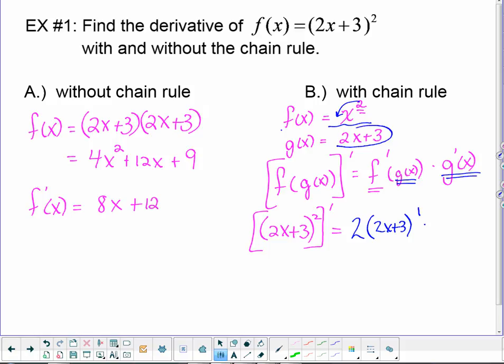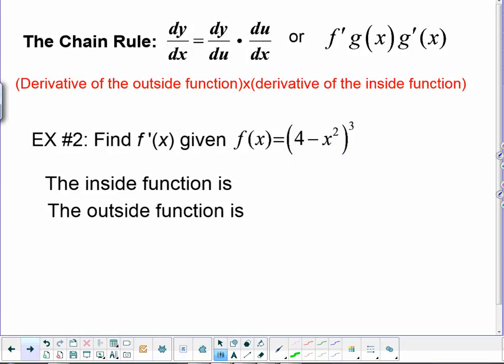And g prime of x, here's my g function. It will be multiplied by 2. So I'm going to get a final answer of 4 times 2x plus 3. Distribute the 4, and I'm at 8x plus 12. The same answer that I got when I did it without the chain rule. Okay? So you got to think of these inner and outer functions. It's kind of like peeling the skin off an onion, if you will. So the derivative of the outer function times the derivative of the inner function.